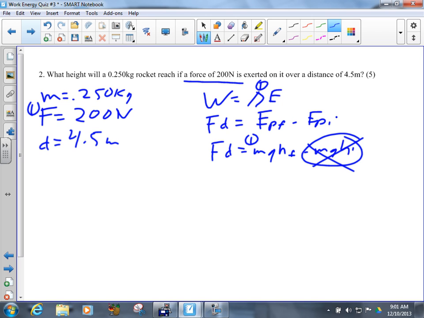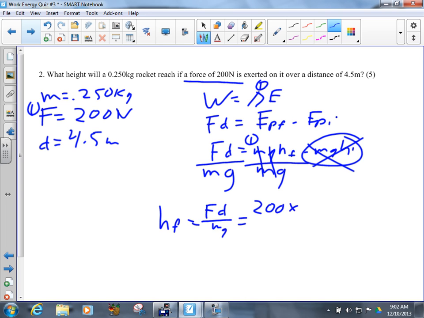We're looking for how high the rocket goes. Which of these terms is that? HF. Thank you, Brad. We're looking for HF, so I have to divide both sides by mg to get it by itself. If they have this manipulation, HF equals FD over mg, or maybe they went straight to plugging in the numbers, so they have 200 newtons times 4.5 meters over 0.25 times 9.81.